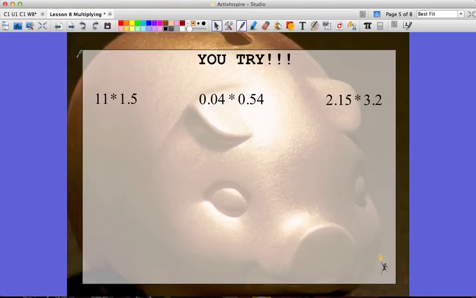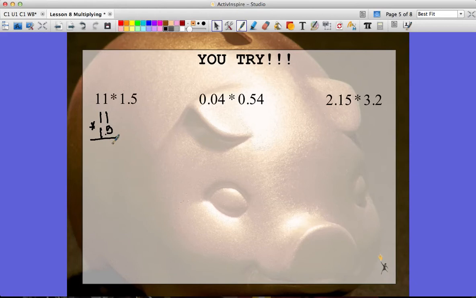All right, so I'm going to try the first one with you, and then you are going to try numbers 2 and 3 on your own. So step 1, line up our last digits. So I'm going to line up the 5 and the 1. Okay, now I'm going to multiply. I'm going to ignore this decimal until the end.